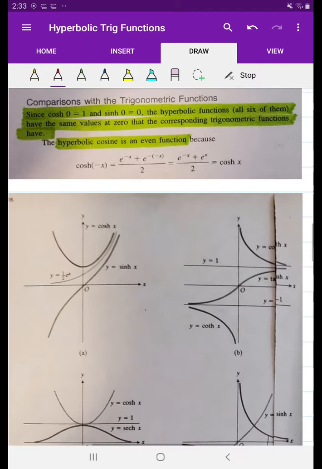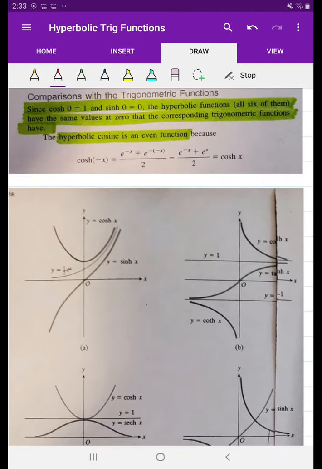Now, comparing some of these trig functions, a few facts maybe worth memorizing or having notes of: cosh of 0 is 1 and sinh of 0 is 0. So the hyperbolic trig functions have the same values at 0 that the corresponding trig functions would have. So that's nice and easy and helpful to remember.